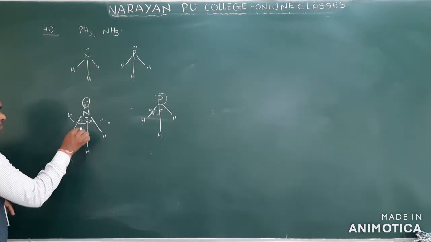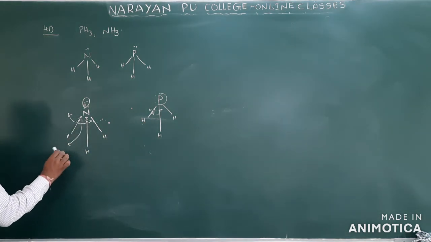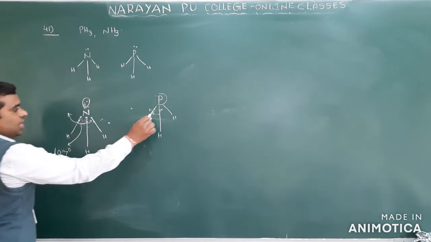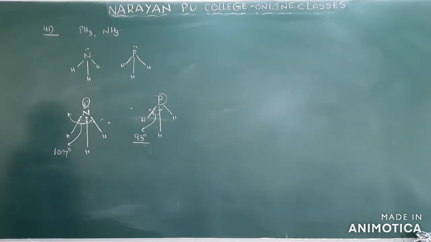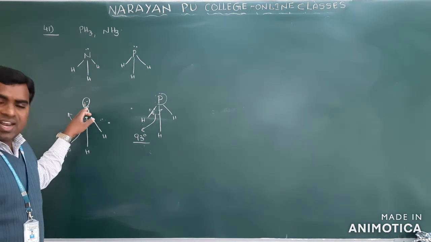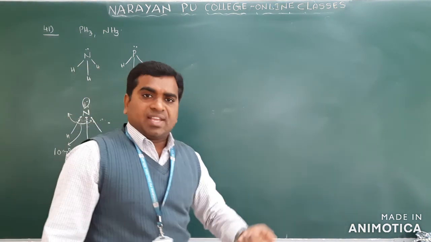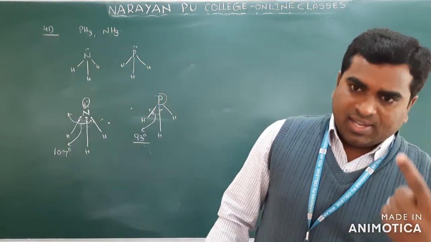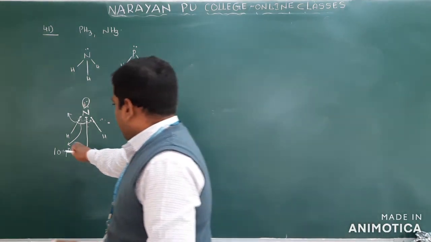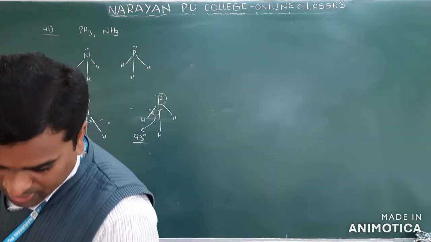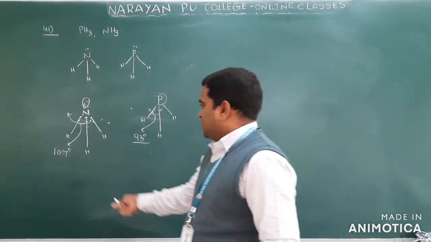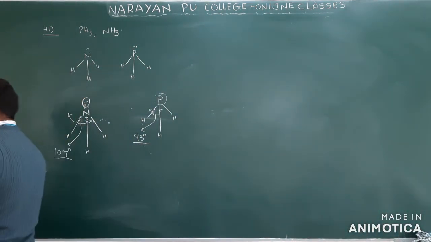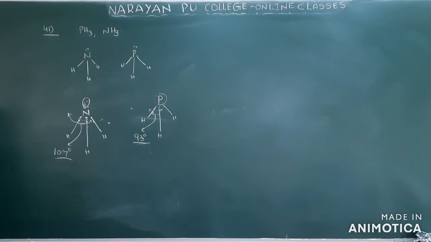Here what is the bond angle? 107 degrees. But here the bond angle is 93 degrees. Clear? So as the central atom's electronegativity increases compared to the surrounding atom, the bond angle increases. So your option should be something much lesser than NH3, because it is 107 and then 93. Option 1 is the correct one.